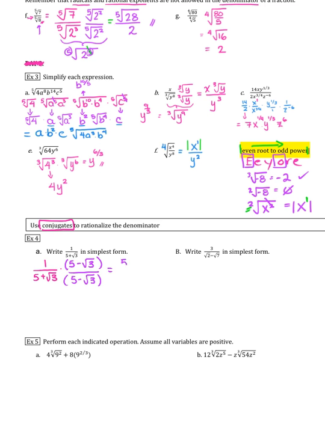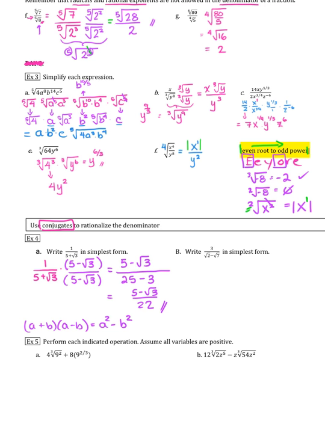On top, that's no problem. That's just going to be 5 minus root 3. On the bottom, remember, this is (a plus b) times (a minus b), and when you multiply that, it gives you your difference of squares. So we can utilize that shortcut. This will become 5 times 5 minus root 3 times root 3. That's going to give us on top 5 minus rad 3, and on the bottom 22. And we're done.